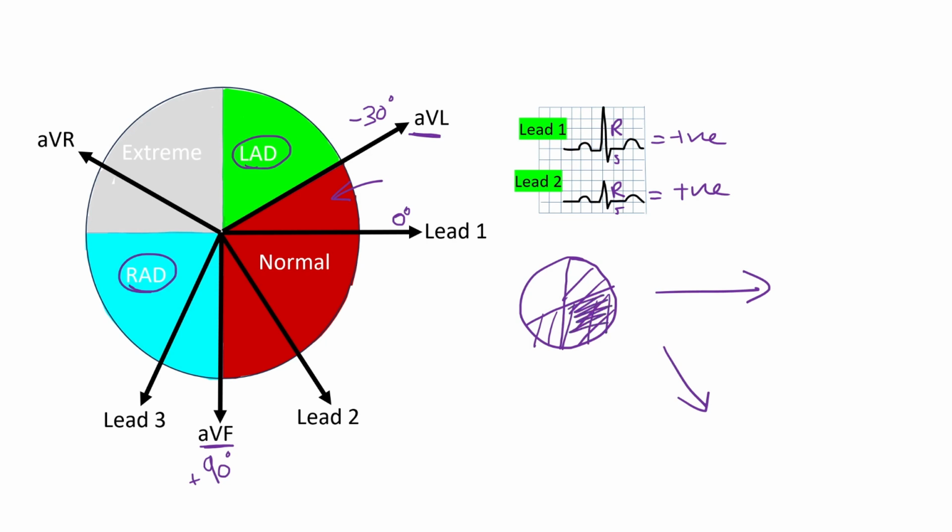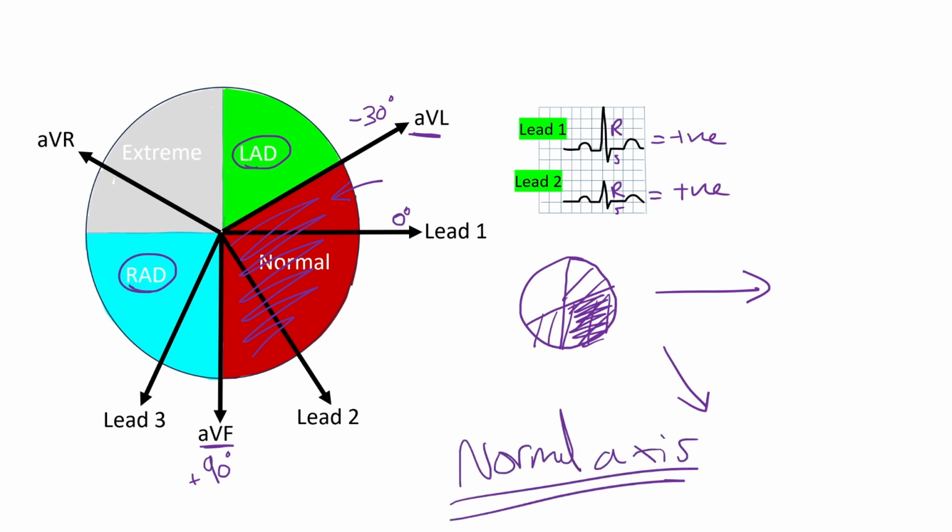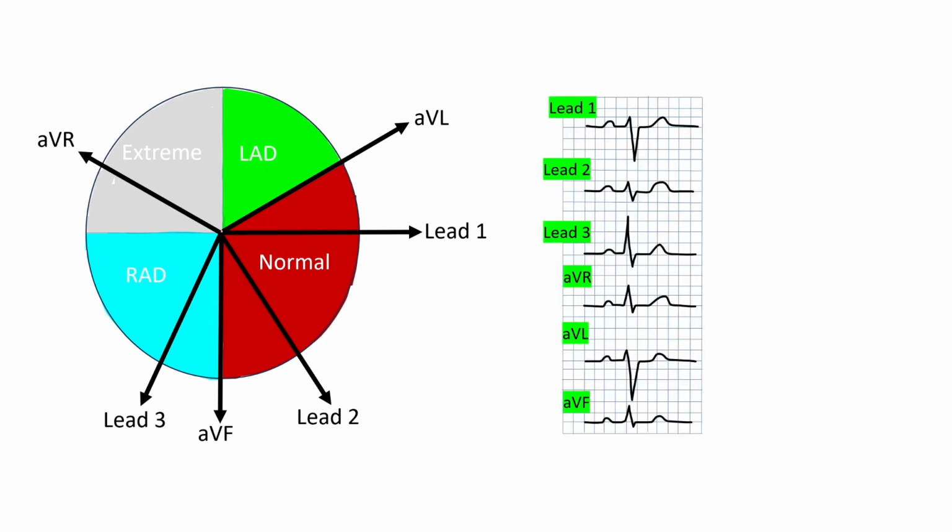As you can see, the overlap is over here, which matches the normal region. So therefore we have normal axis. Just to put that into numbers, remember it lies between negative 30 and 90 degrees. Okay, let's move on to our second example.